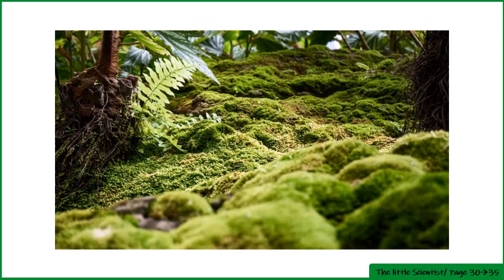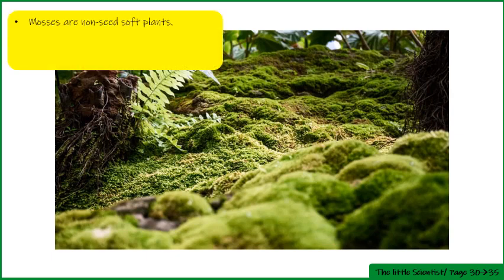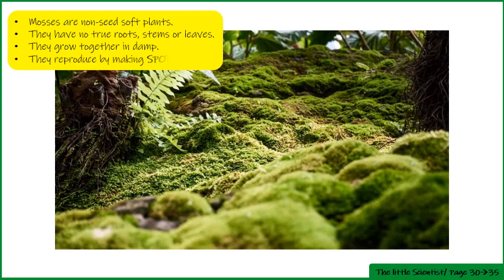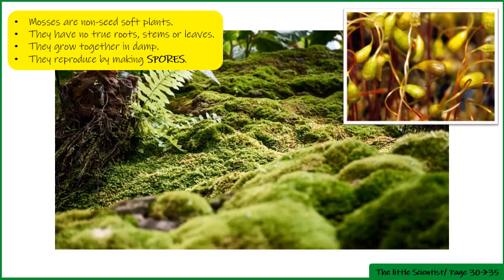This picture shows mosses. Mosses are soft plants. These plants don't have true roots or true stems or true leaves, but they live in shady places and they make spores. Spores are very tiny organisms, very small things that help mosses reproduce. So these tiny organisms, when they find the right place, will grow into a new moss plant.